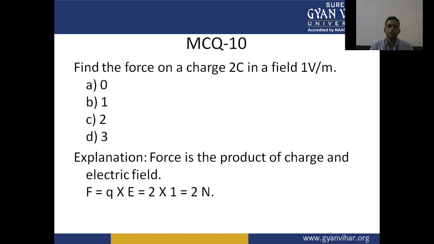Question number 10: find the force on a charge 2C in a field of 1 volt per meter. We understand that electric field intensity is F upon Q, through which we are able to calculate the force as the product of the charge and electric field. So it comes to 2 into 1, 2 Newton, which is the correct answer for the given question. So C is the correct option.